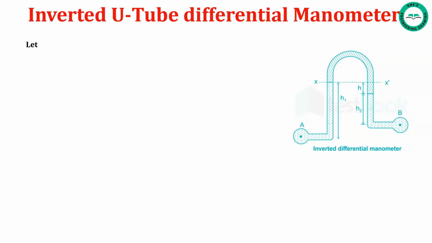Now let us see about inverted U-tube differential manometer. The inverted U-tube differential manometer consists of an inverted U-tube containing a light liquid. The two ends of the tube are connected to the points whose different pressure is to be measured, and it is used for measuring the difference of low pressures only. And the figure shows the inverted U-tube differential manometer connected to the 2 points A and B.